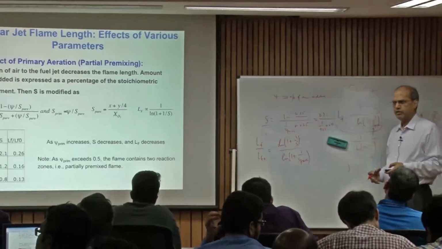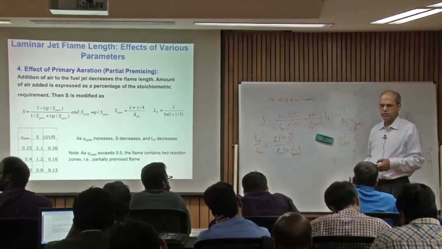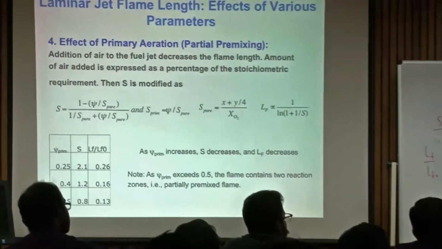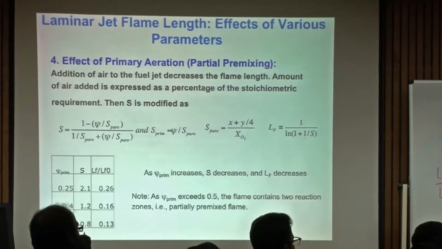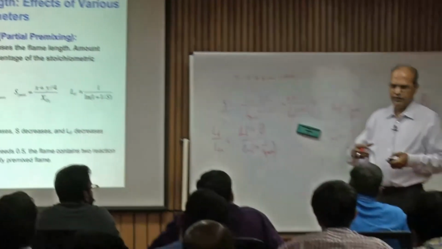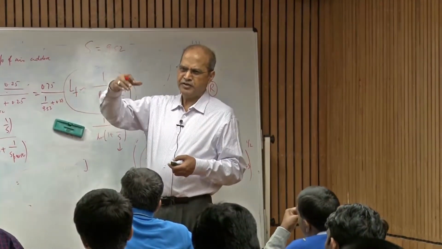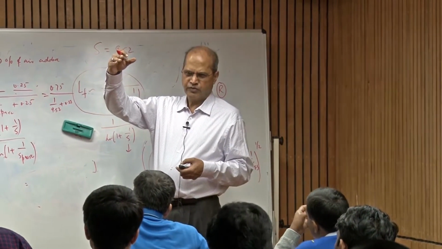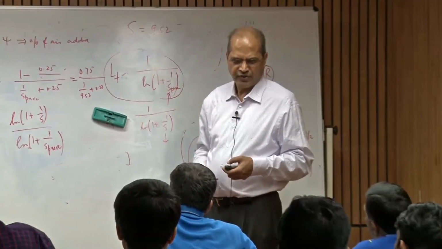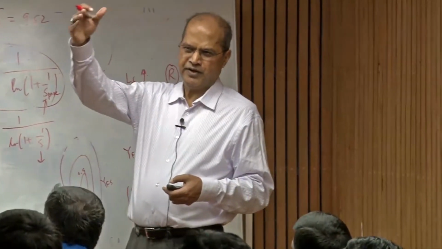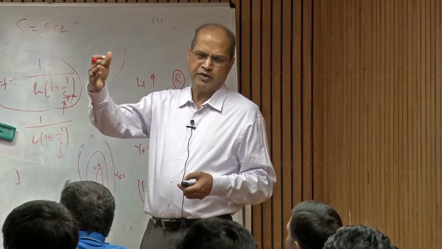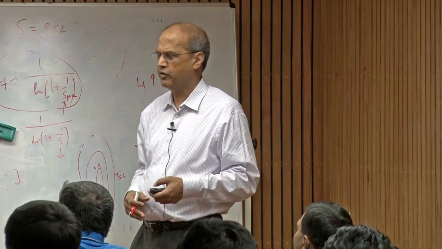Now, when you add air, what happens to the stoichiometry? Okay. The stoichiometry value increases. So, you start with the fuel jet at x equal to 0. Where is the flame length? Where it reaches the stoichiometry value. So, if you increase that value, the YFS value will increase now. So, it does not have to go to 0.055. The flame will be where it is more than 0.055.